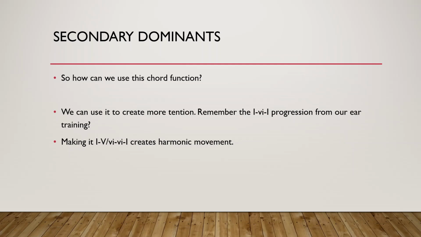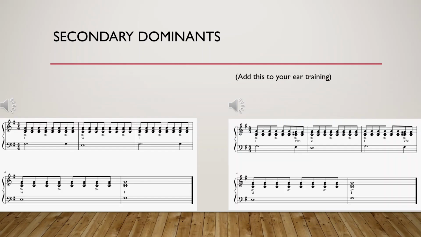So this might be a little bit difficult. So how do we exactly use this function? Well, we can create more tension. So you probably remember the 1-6-1 progression from our ear training, right? Which is from a tonic chord to a tonic chord and back to a tonic chord. And because we go from tonic to another tonic, back to another tonic, there is not really much tension, and it is a really chill vibe. So let's listen to a 1, 6, and back to 1.